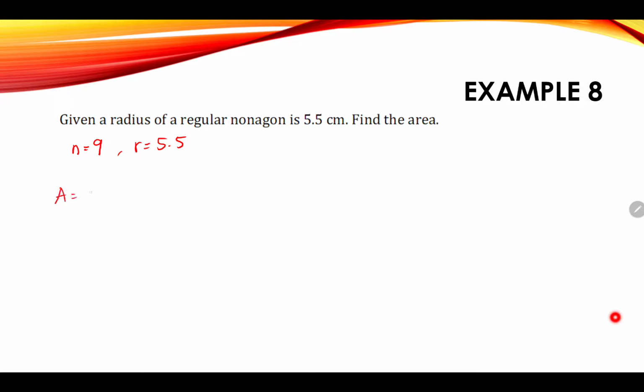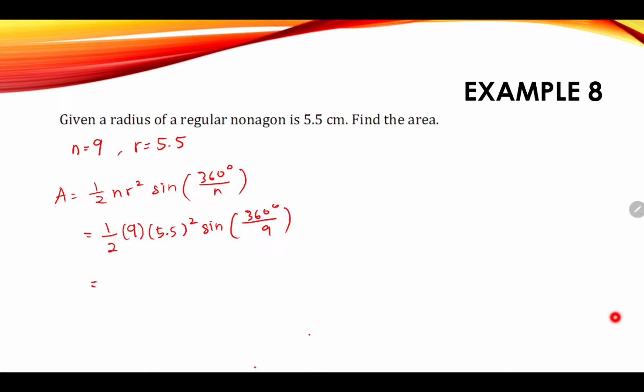So A equals 1 over 2 N R square sine 360 divided by N. So just insert all the values that we got. N equals 9. So R 5.5 square sine 360 divided by 9. So kita kira kat sini dapat jawapan berapa?